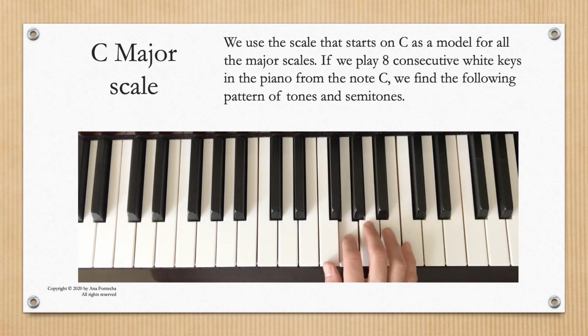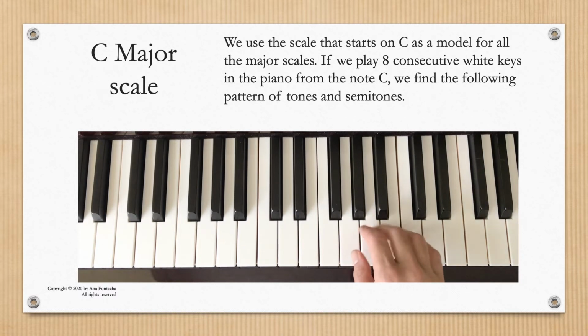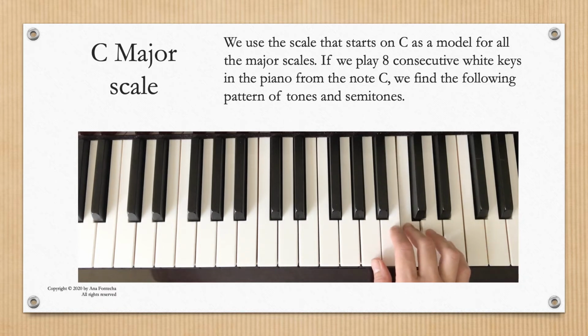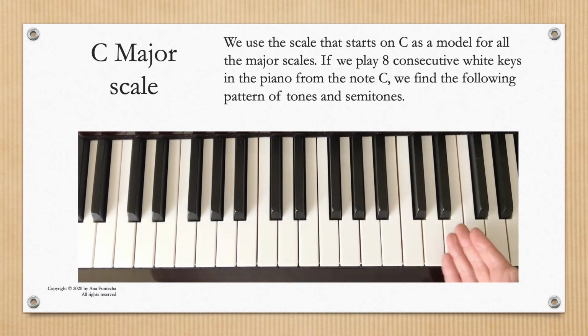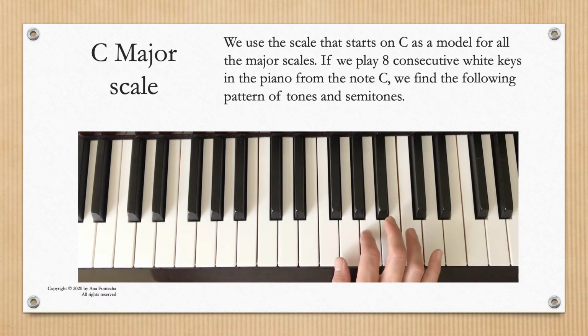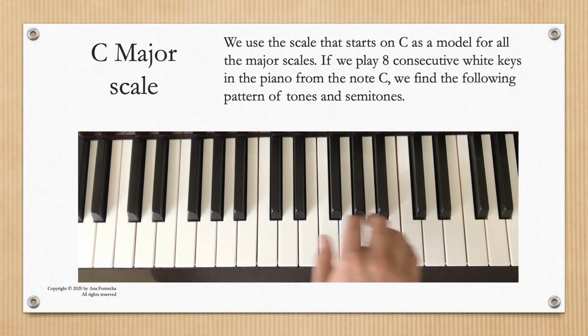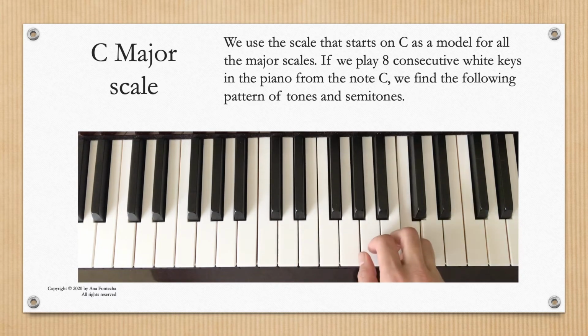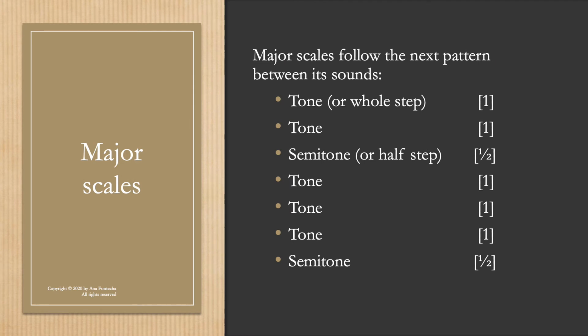Tone, tone, tone, semitone. So between B and C is again a semitone because there is no black key. So in the C major scale, we have tone, tone, semitone, tone, tone, tone, semitone. Here you can see the sequence of tones and semitones in major scales: tone, tone, semitone, tone, tone, tone, semitone.